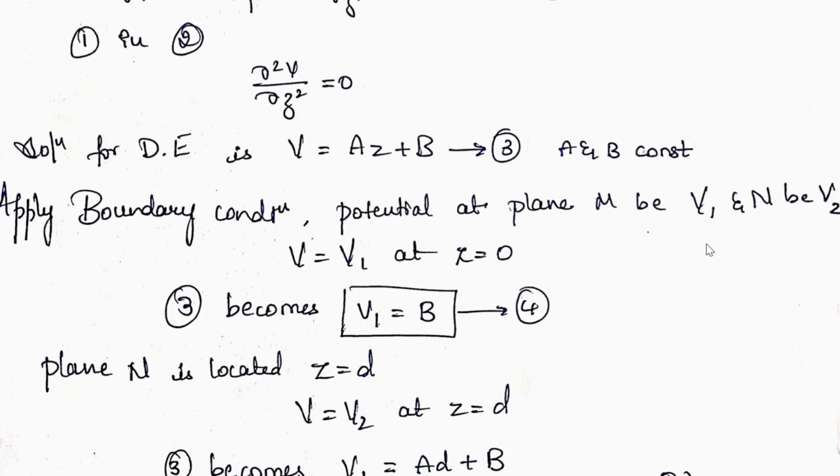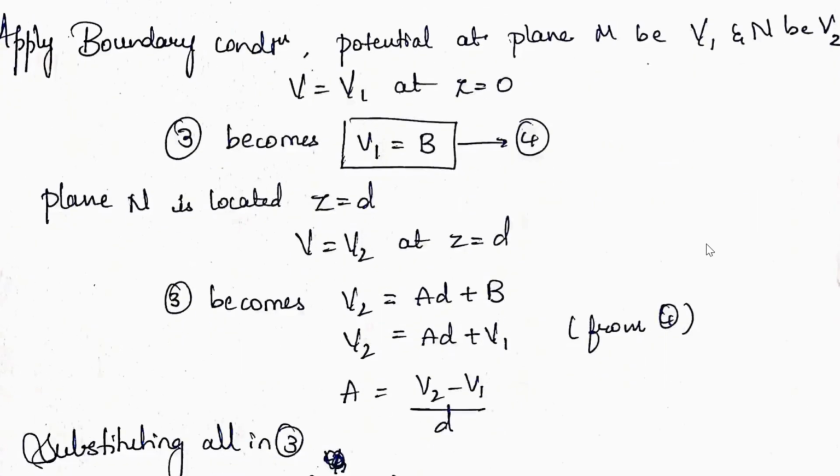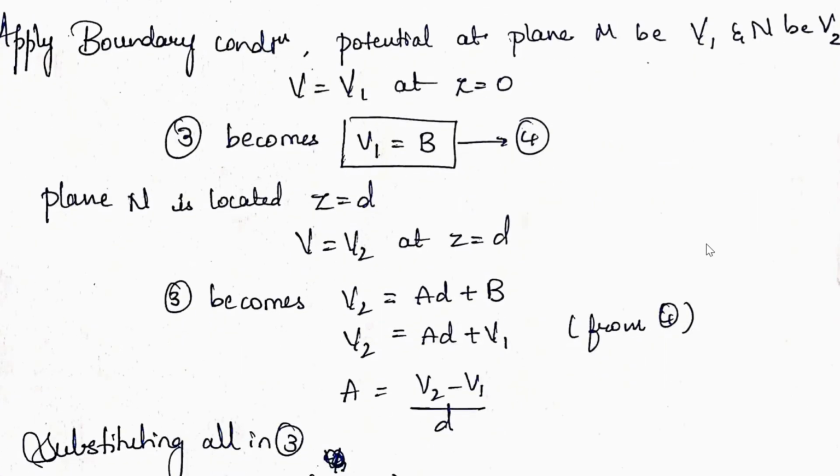Now plane N is located at Z equal to D, at a distance. So V will be V2 and Z will be the length D. So equation 3 becomes V2 is equal to AD plus B. On substituting, we know from equation 4 that V1 is equal to B, so AD plus V1. So what will be A? A is equal to V2 minus V1 divided by D.